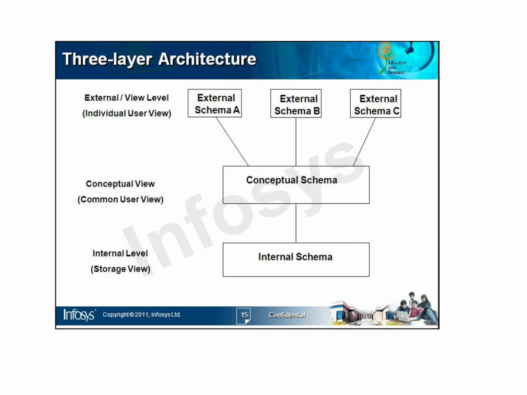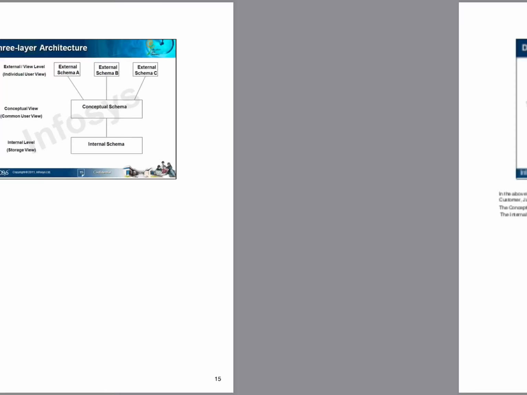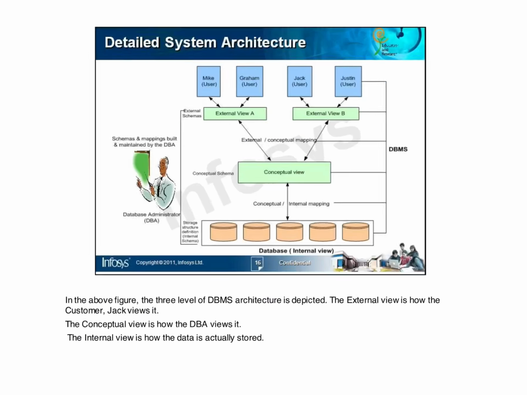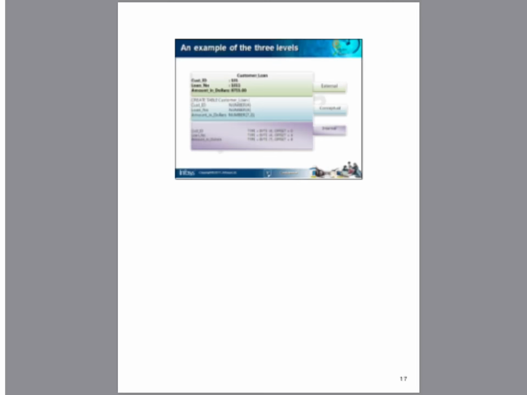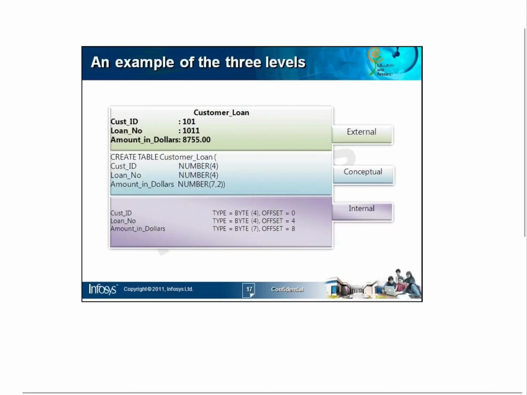So that is why database management system is very beneficial, just because of these 3-layer architectures and 3-level abstractions. And this is the detailed system architecture of the database management system. The same thing. Now if I give an example, it will be clear.